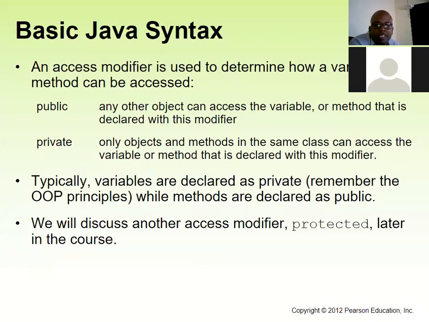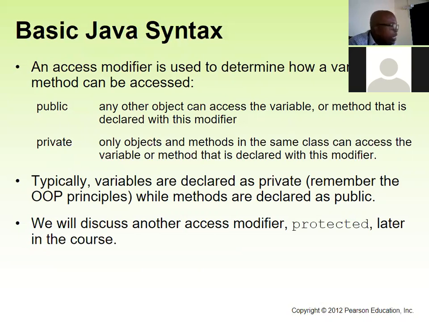Access modifiers, I started to tell you a little bit about that earlier. And I said that things that are stated as being public can be accessed by any other variable or method that is declared within the application. Private, only methods and objects in the same class can access, because it's hidden. Typically, variables are declared as private. So you create a class and you have a string, an integer, a float, those kinds of things. Say balance is a float, for example, because the balance can be 10.5 and so on. You make those private.